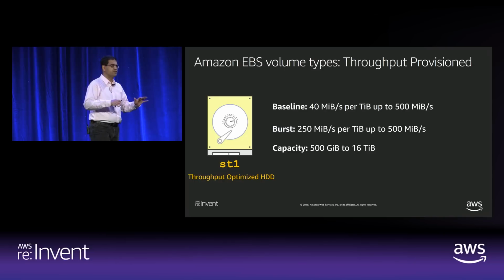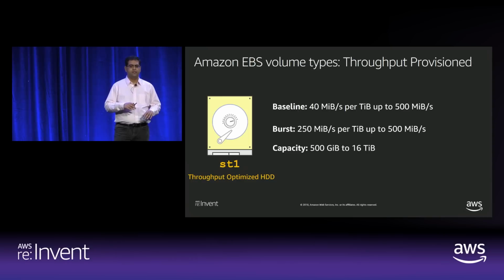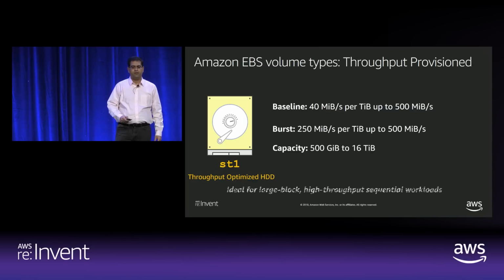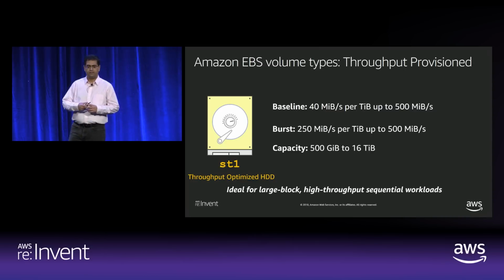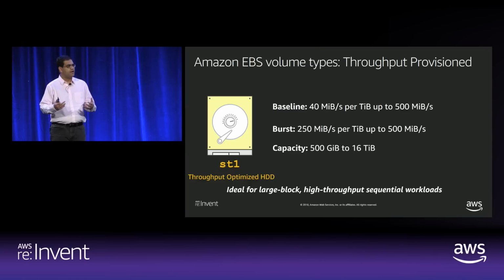The other key difference you'll notice from the SSD families, which were IOPS-based choices, is that really here, what you're choosing is throughput based on the capacity that you have. If you have workloads that are large block, sequential, needing high throughput, then that's what ST1 is going to be useful for.